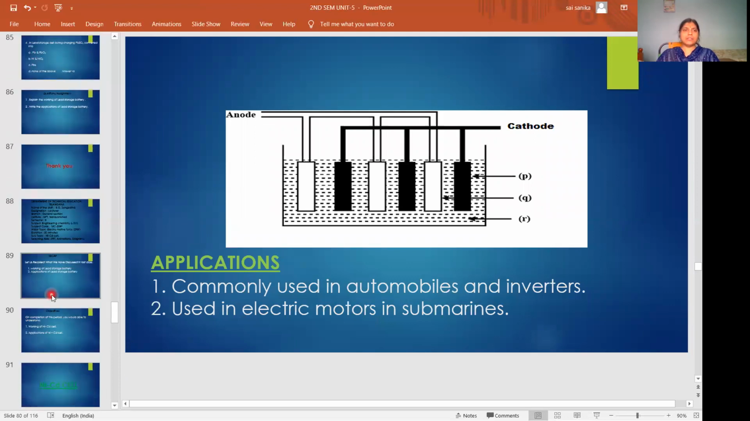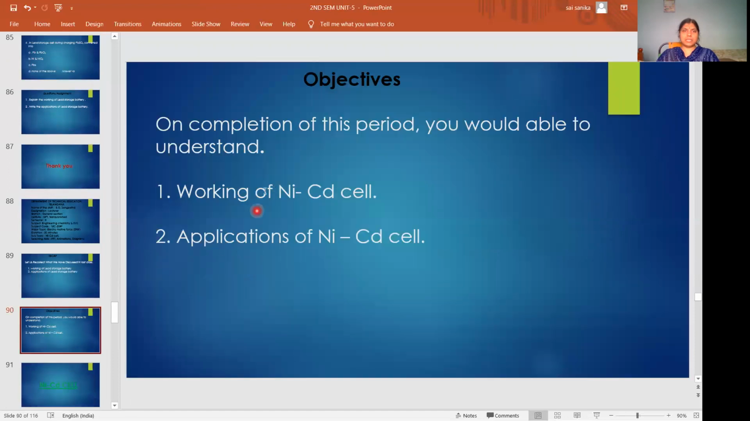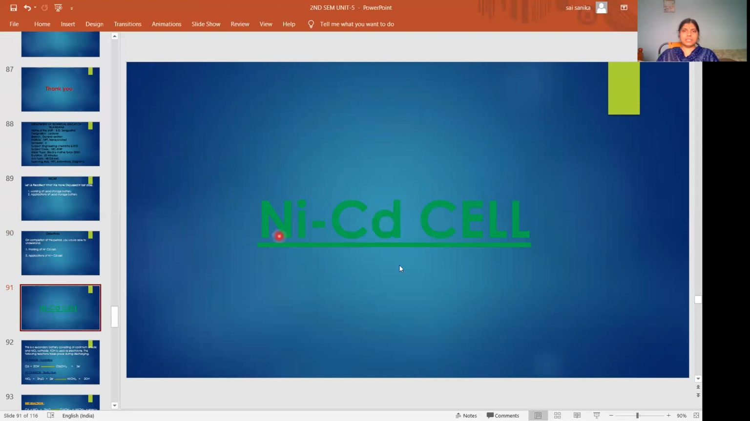Today we are going to discuss nickel cadmium cell. What are the objectives? On completion of this period, you would be able to understand the working of nickel cadmium cell and applications of nickel cadmium cell. This is also a secondary cell. One secondary cell we studied in the last class, that is lead storage battery. Today we are studying nickel cadmium cell.